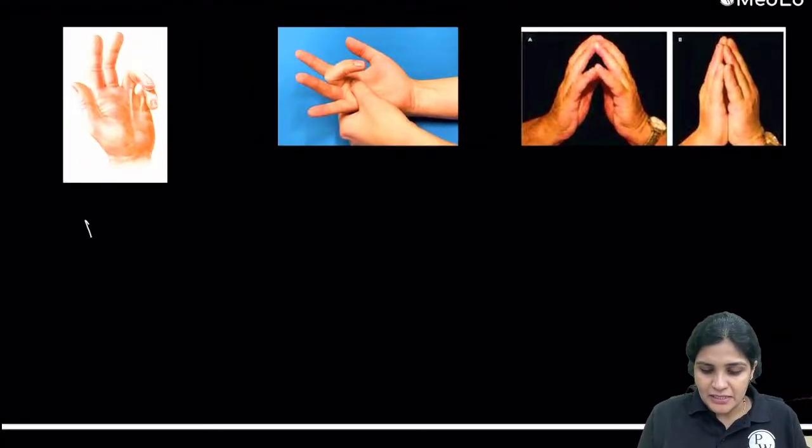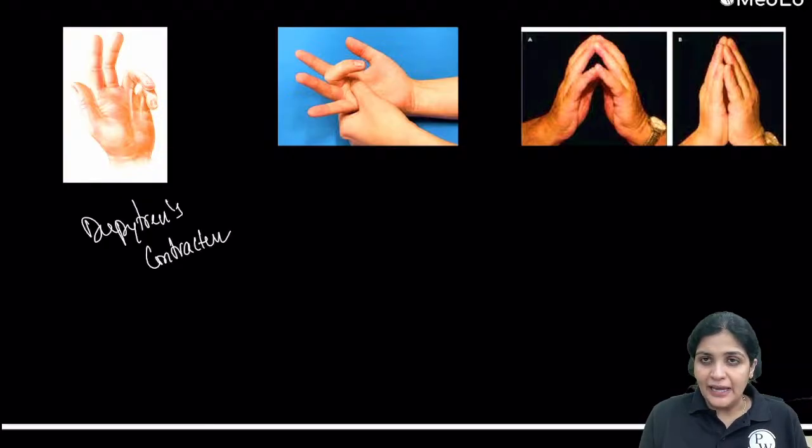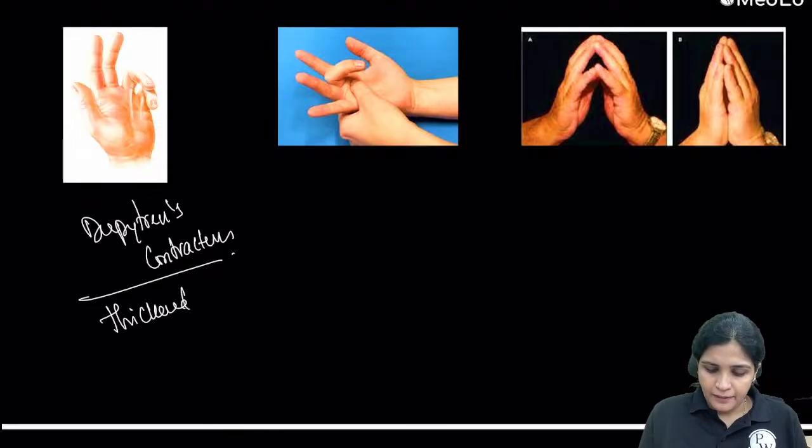So what is this? This is Dupuytren's contracture. You can see cord-like things on the hand. These are thickened cords. Your palmar fascia gets thickened and appears as a cord. So this is Dupuytren's contracture.